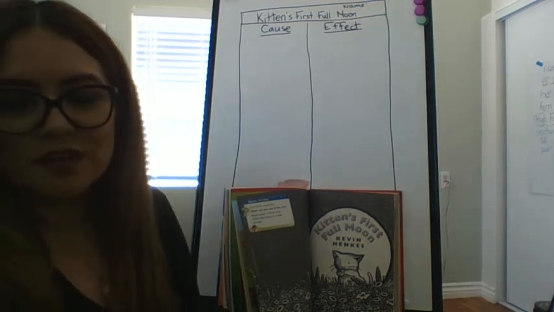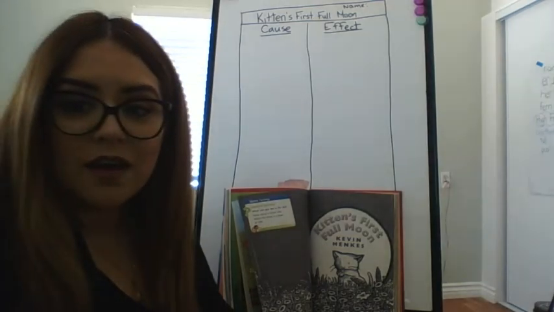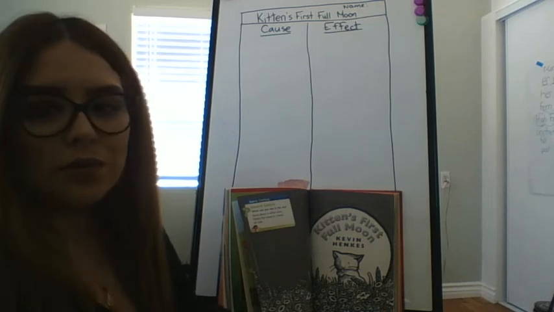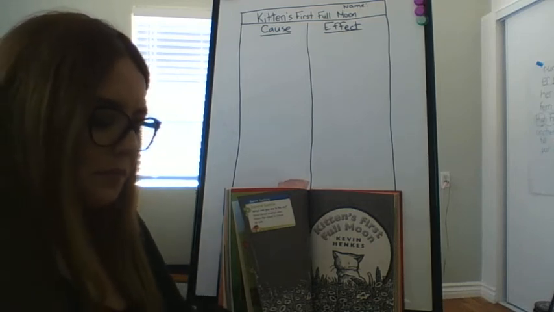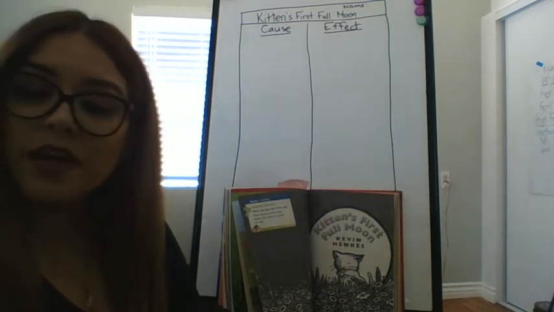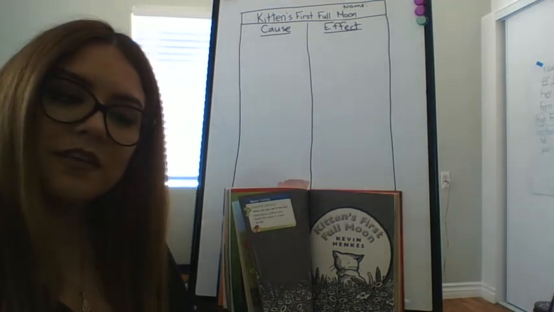Okay, so now we're going to talk about cause and effect. Remember that cause is why something happened, and the effect is what happened. So I gave you the examples before. Let me give you a new example. Let's say it's sunny outside, and I sit outside. What's going to happen? What's the effect?